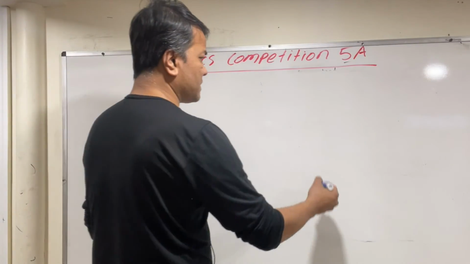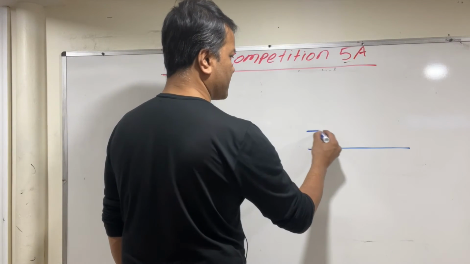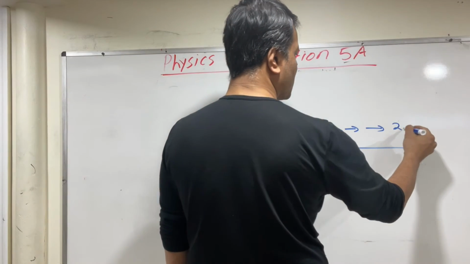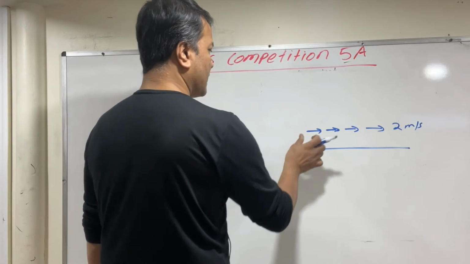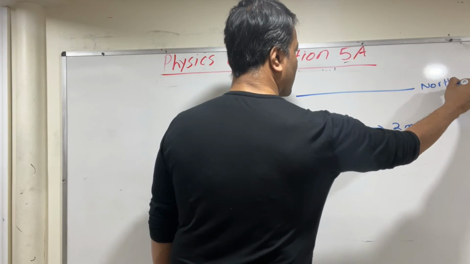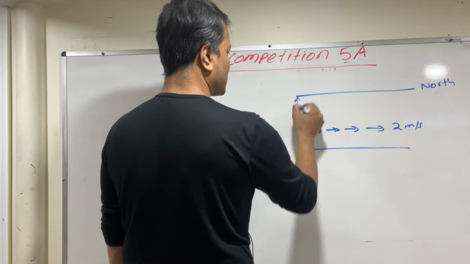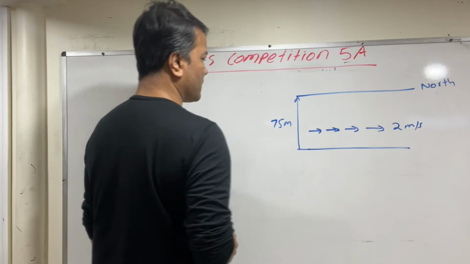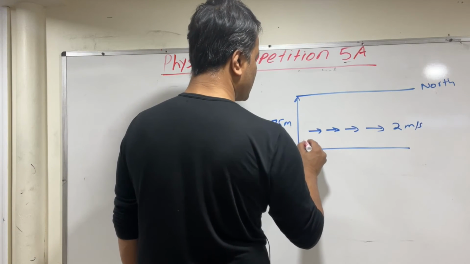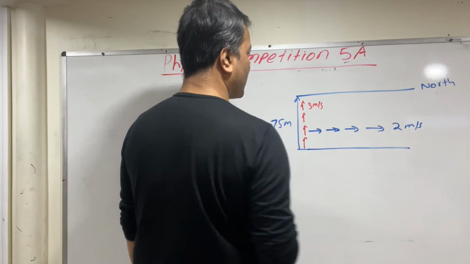So here's what I got. There is a river, right? The river has a velocity, and I gave you the velocity, 2 meters per second, right? And you want to go to the north shore. From south shore to north shore, there is 75 meters, and the boat velocity is 3 meters per second, right?